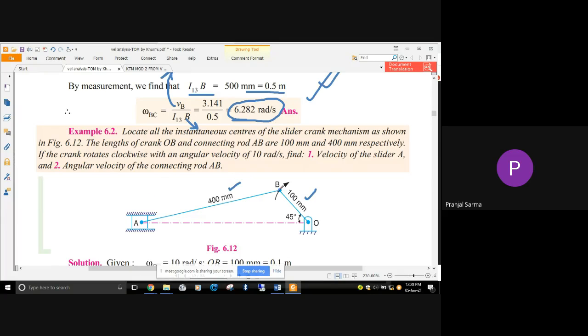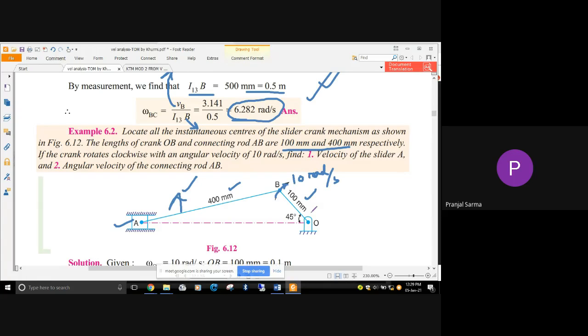If the crank is rotating clockwise with an angular velocity of 10 radian per second, you have to find the velocity of the slider A and the angular velocity of the connecting rod AB. These are the two things that you need to find out. Sometimes this configuration diagram might be given, sometimes it might not be, but from the given data you should be able to draw the configuration diagram for a slider crank mechanism.